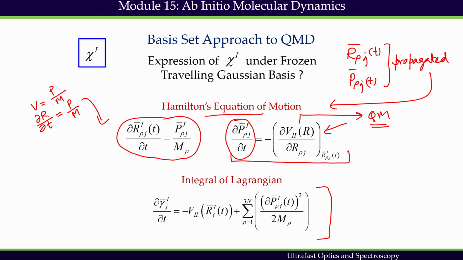In the phase propagator equation, the first term corresponds to the potential energy of the ith electronic state, and m_rho represents the mass of the rth degree of freedom.